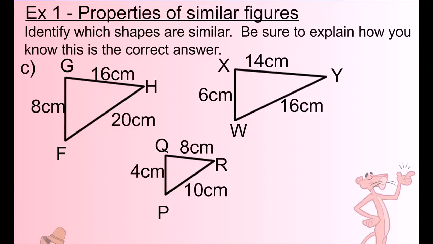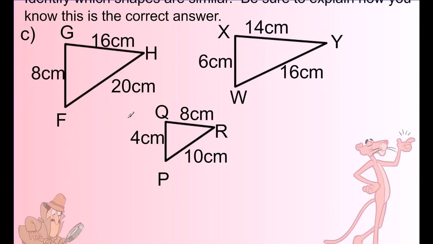Letter C. Same thing. Identify which shapes are similar. Be sure to explain how you know this is the correct answer. So, all the shapes they give me side lengths. Shapes are similar if their sides are proportional. So, we're going to use proportions. So, let's start with GFH. I'm going to compare him and him. I'm just going to kind of go this way and this way, and then that way.